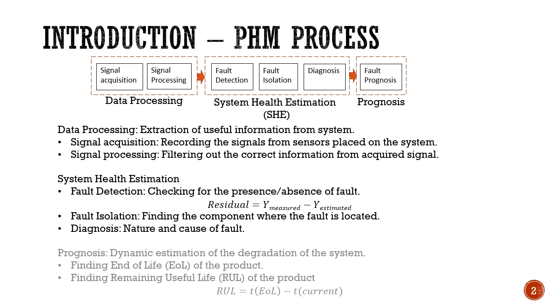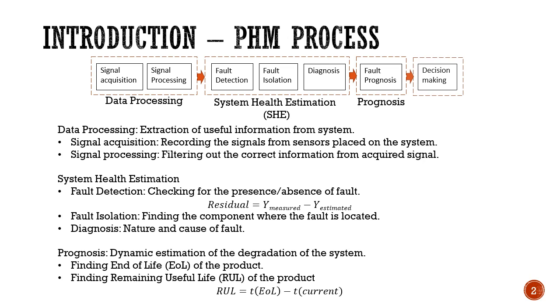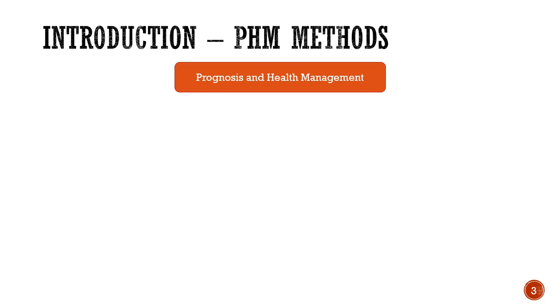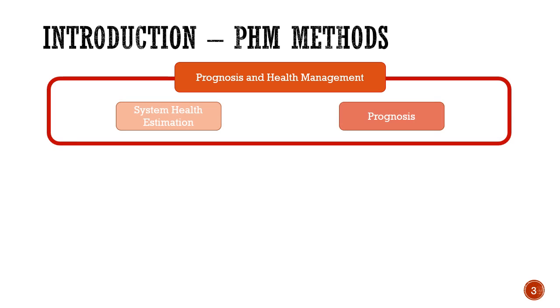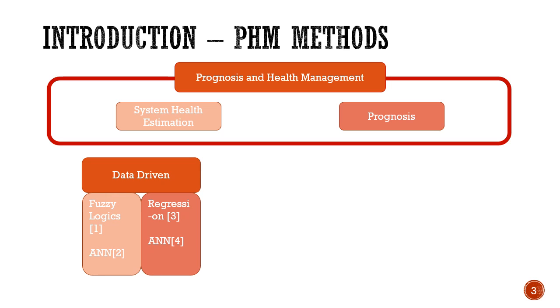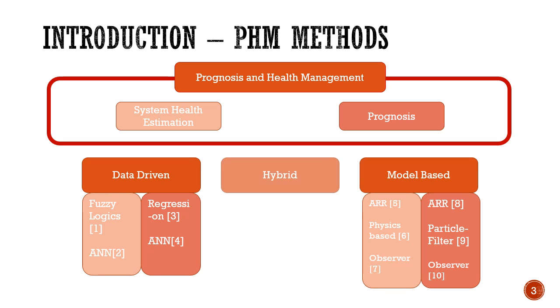Further, we have prognosis. The purpose of prognosis is to find the end of life time of the product, that is the time at which the product will fail given the conditions of fault. When we have the end of life, we can find the remaining useful life, which can be used for decision making. The main components of the PHM process are system health estimation and prognosis. Both of these can be done by data-driven techniques, model-based techniques, or hybrid techniques.